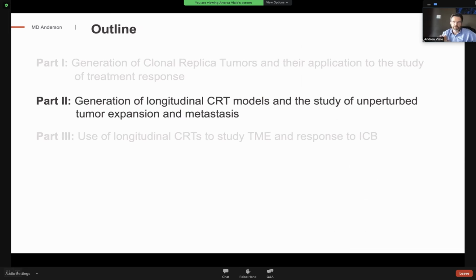All these studies, which represent the first generation of CRT, have been done basically comparing untreated and treated tumors after the relapse, okay? And so they represent just a snapshot of what is actually happening in vivo. So we then tried to generate longitudinal CRT that can really allow us to explore the dynamics of different populations of cells during tumor expansion. And we also use it to study metastasis.